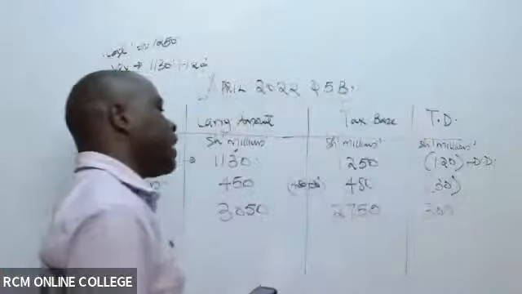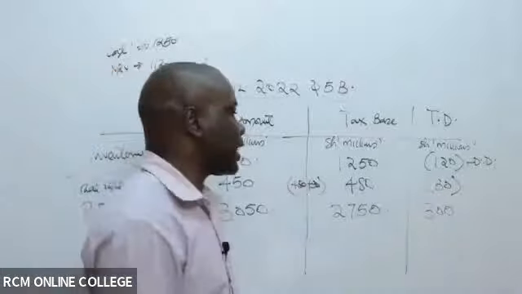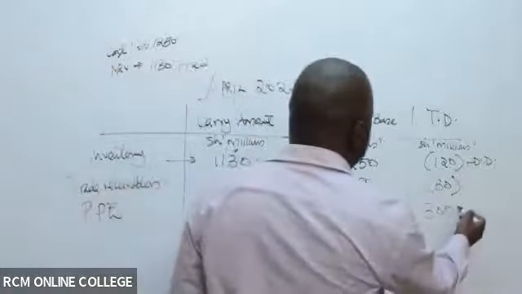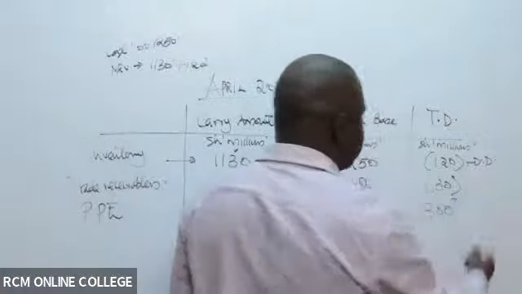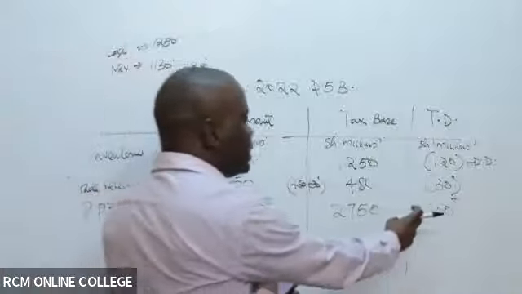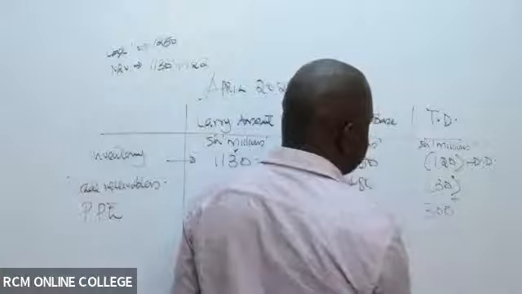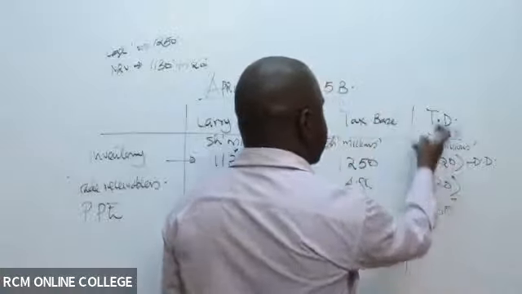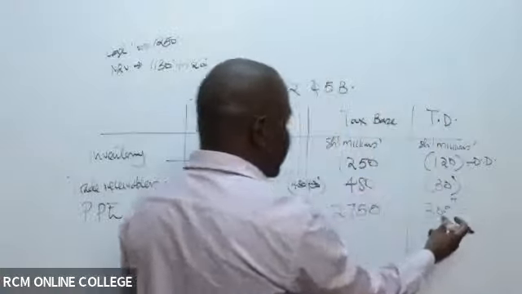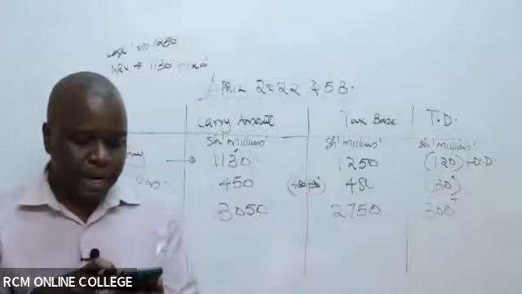Is it a deferred tax asset or a deferred tax liability? It is a liability, because it is positive. This temporary difference here will be referred to as a deferred tax liability, because it is positive. But these other ones are negative, so they are assets. But what are we being told about this property, plant, and equipment?